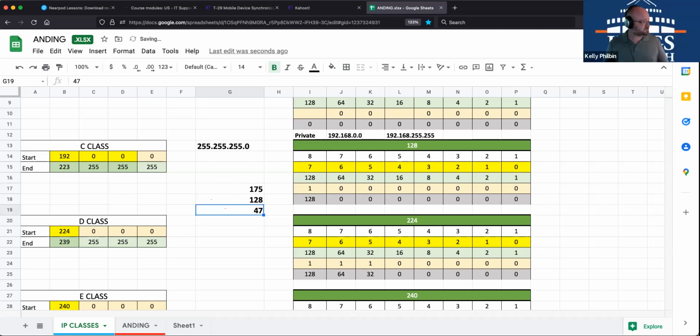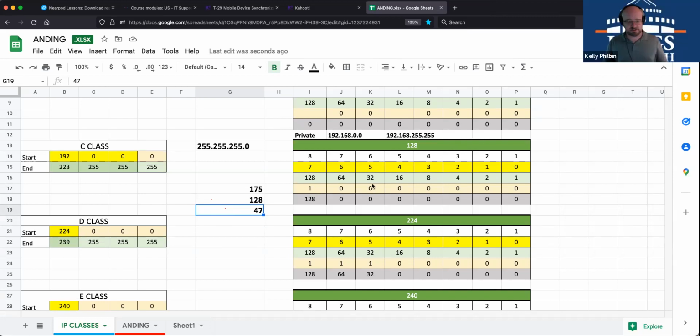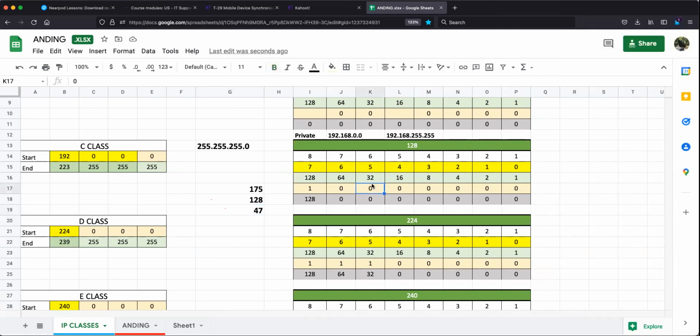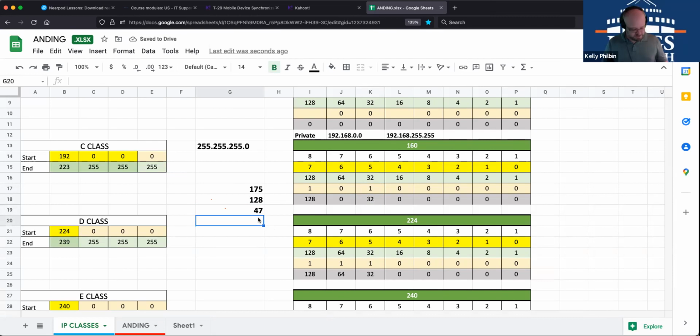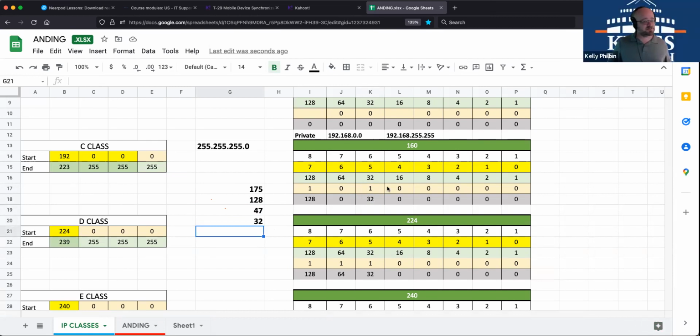All right. Can I subtract 64 from 47? No, so that's a 0. So this stays a 0. Can I subtract 32 from 47? Yes. All right, so what do I do? So it's a 1 at 32. So we do 32 here. So what is 47 minus 32? 15.